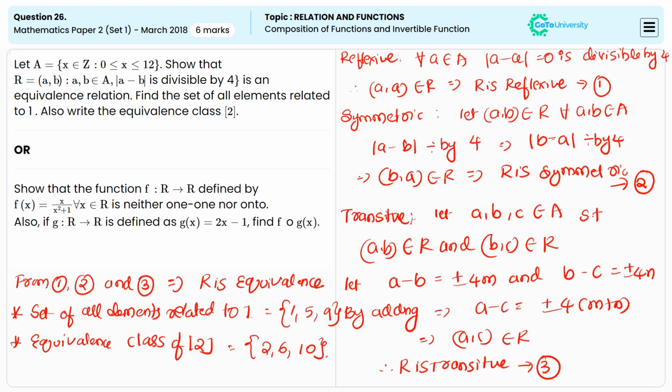So as the 6-mark question, how the marks are distributed is, when you prove this is reflexive, you get 1 mark. When you prove that it is symmetric, you get 1 mark. When you prove that it is transitive, you get 1.5 marks. And finally, using these statements, when you show its equivalence, you get 1.5 marks. And showing the set of all numbers which are related to 1, you get 1 mark. And the equivalence class of 2, you'll get 1 mark. So totally you get 6 marks in this manner.